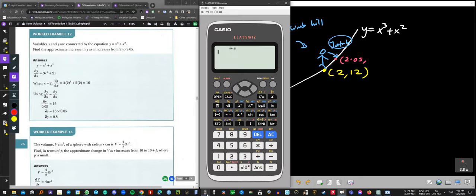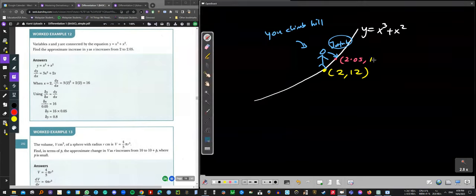Sekejap, ya, saya try pakai calculator kat sini. So, 2.05 cube plus 2.05 square. Ya, 12.81. Saya tersalah letak ni. Oh, patut lah. Okay, dapat 12.81.